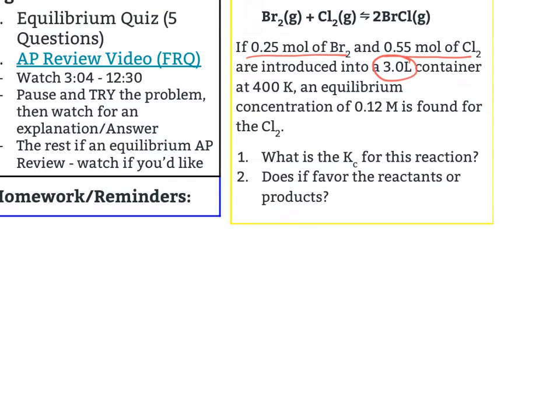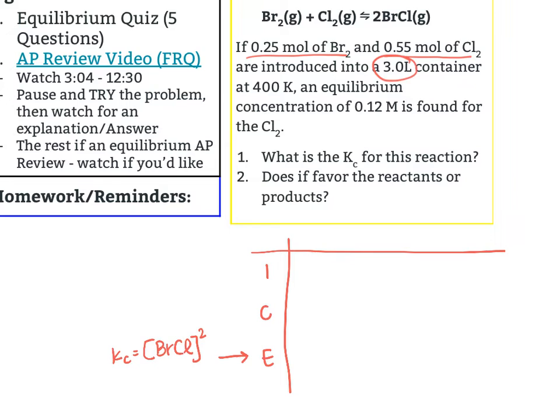So first, I'm going to set up my ice table. So initial, change, and then at equilibrium. These are the values that we're going to put into our Kc expression. And our Kc expression is going to be products, BrCl squared, over reactants, Br2 and Cl2.